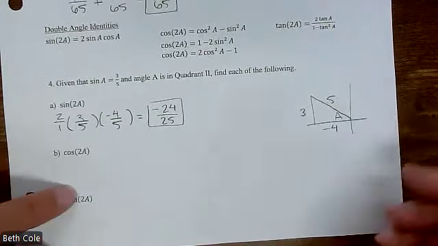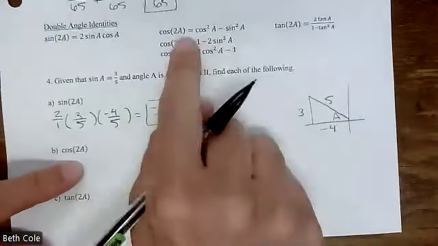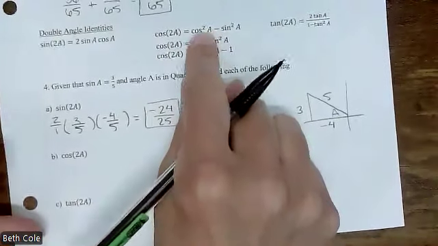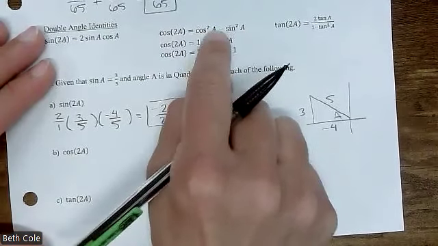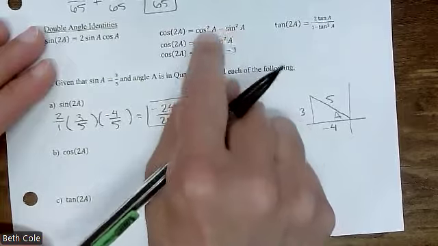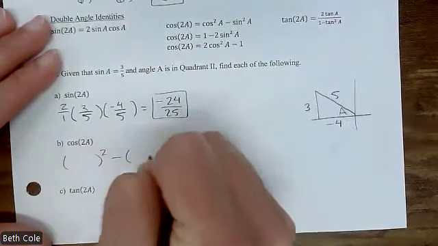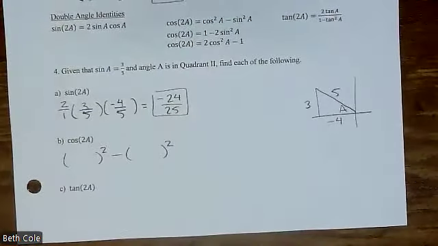Again, I made this parts A, B, and C so we could use the same picture. For cosine, I just use the first one. It really doesn't matter. You'll get the same answer no matter what. It's going to be something squared minus something squared. Do you see where I'm pointing there? All right, so something squared minus something squared. Set it up blank.